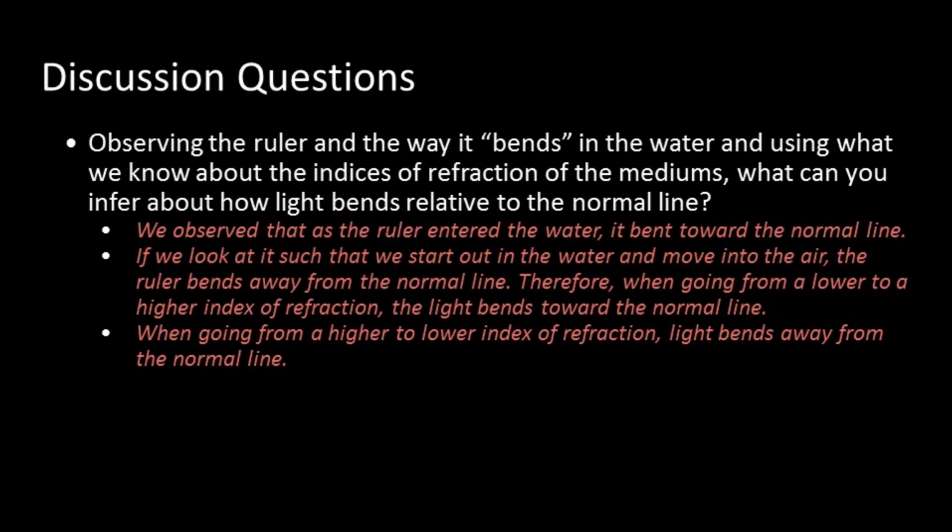Therefore, when going from a lower to a higher index of refraction, the light bends toward the normal line. When going from a higher to a lower index of refraction, light bends away from the normal line.